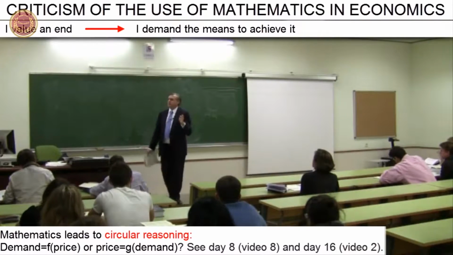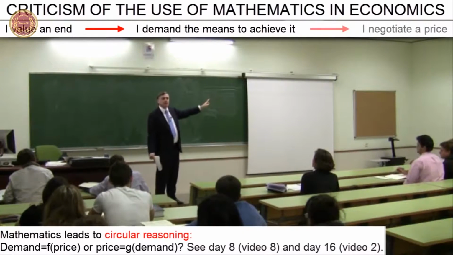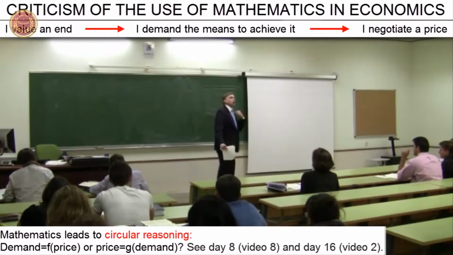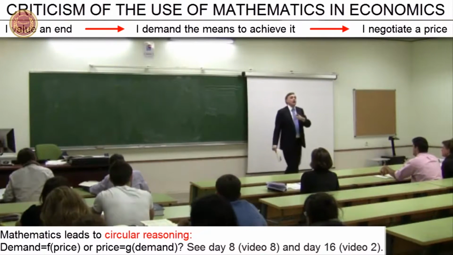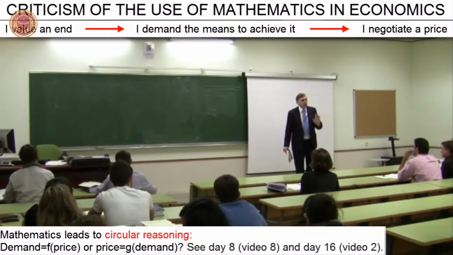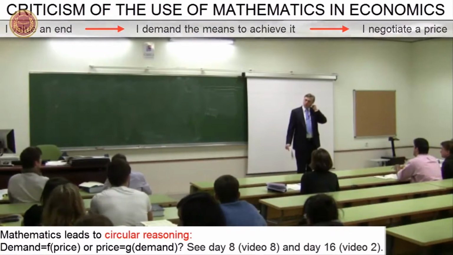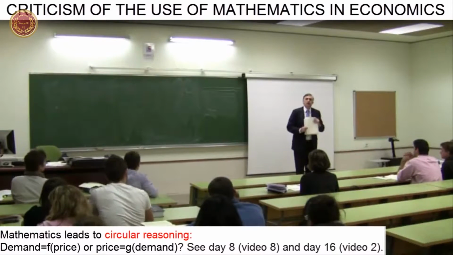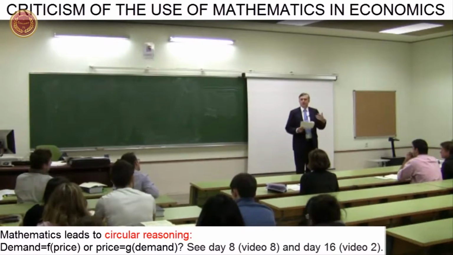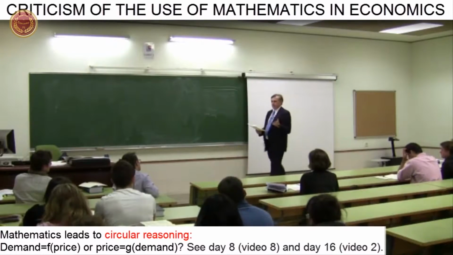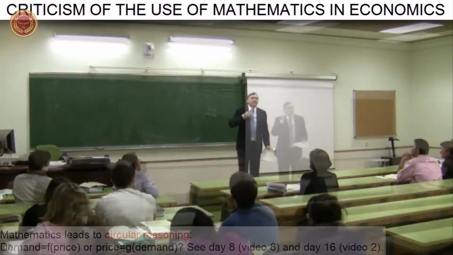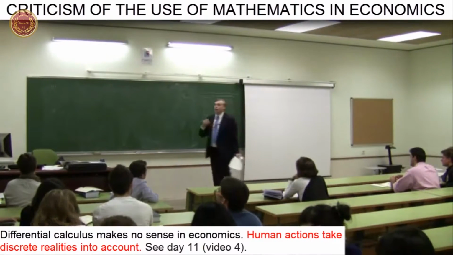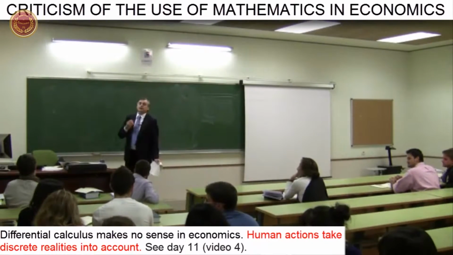When I demand the means, I end up closing a deal. And last in the chain of events comes discussion of the price. Therefore, the quantities demanded, which follow from my subjective valuations, are what determine the price, and not the other way round. I know the origin of phenomena. Mathematical economists do not. They fall into circular reasoning because they use functions. And that is not to mention the absurdity of using infinitesimal calculus, that is, differential calculus.